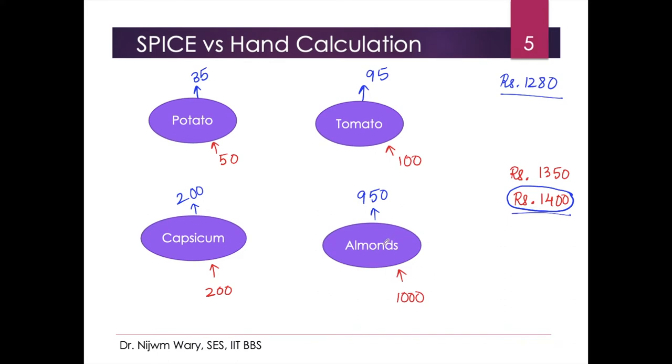Suppose for almonds, for 1 kg, you had thought the price was the same as the capsicum, 200 rupees. Then you would be taking around 200 plus 200, 100 plus 150, about 450 rupees, so maybe just 500 rupees. If you had taken only 500 rupees, you would not have been able to purchase all these vegetables, which cost around 1280 rupees. So the conclusion is that hand calculation can help you do the budgeting before we actually design the circuit in SPICE.